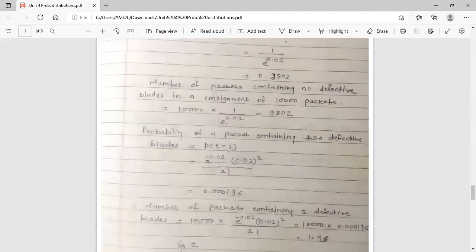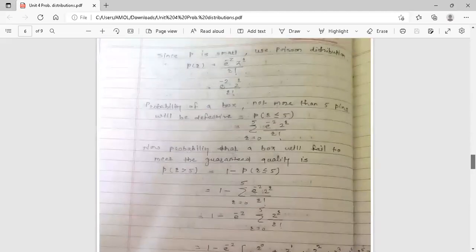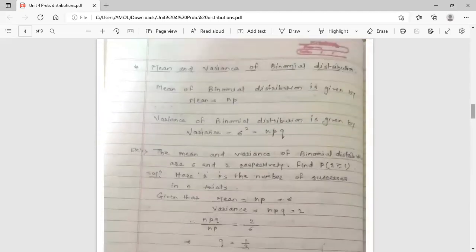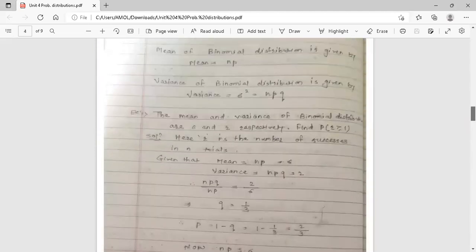N is number of trials, p is probability of success and q is probability of failure. Now the example. The mean and variance of a binomial distribution are 6 and 2 respectively. Find probability R greater than or equal to 1. Here, R means the number of successes in n number of trials. Now mean and variance are given. Mean is 6, and the formula for mean is n into p. Its value is 6. Variance is also given.